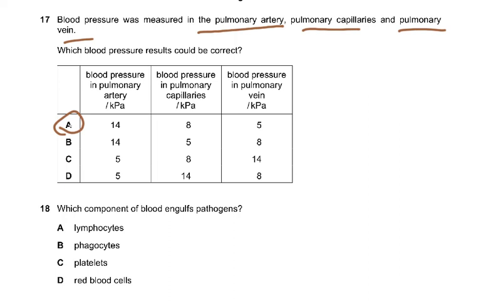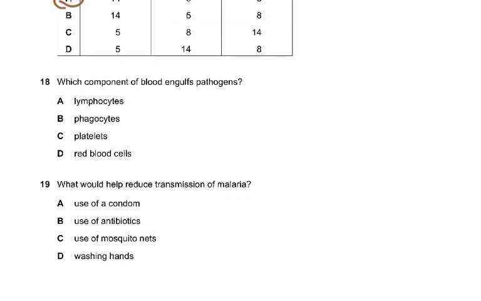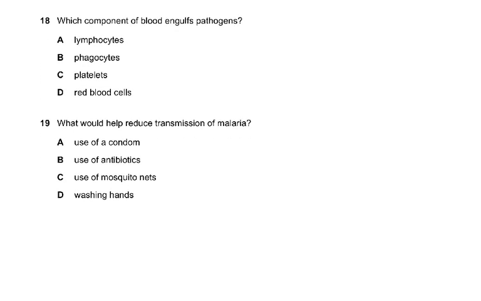The other ones are all incorrect. Which component of blood engulfs pathogens? That is phagocytes, phagocytosis. Phagocytes engulf, digest, and destroy pathogens. Then question number 19, what would help reduce transmission of malaria?